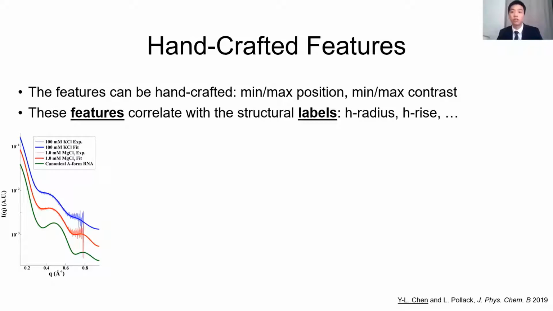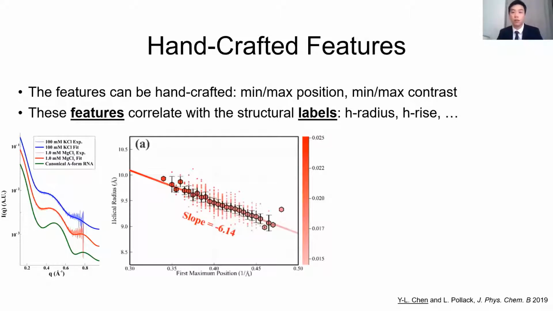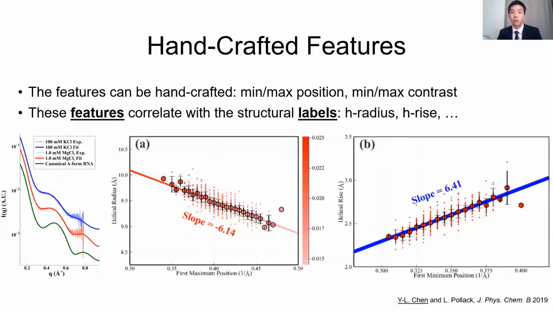We then did some structural analysis of the RNA duplexes, extracting important information such as helical radius, twist, major groove geometry, etc. And we found these two correlations between the features in the WAXS profile and the structural information as labels. So the maximum in panel A, the maximum position, is inversely correlated with helical radius, which is kind of intuitive because as the helical radius increases, the feature shifts to lower Q, corresponding to a larger length scale or lower resolution. But here, the helical rise might not be that intuitive.